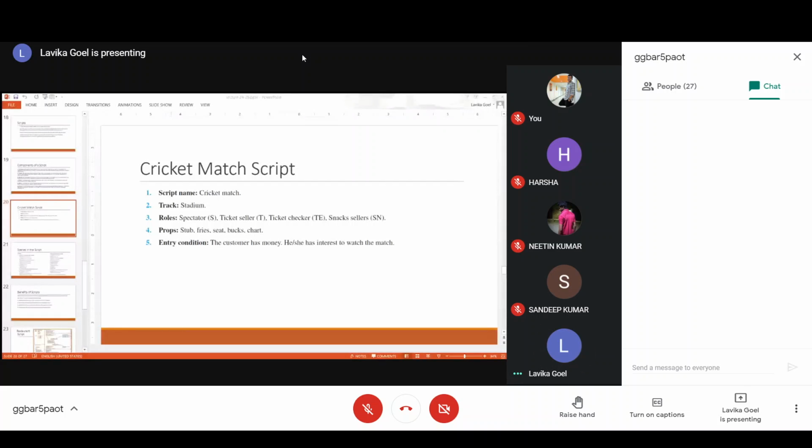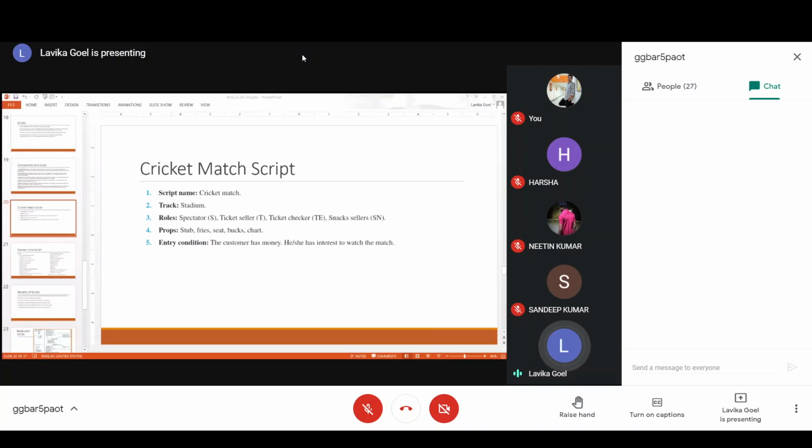Then entry condition for this cricket match script. Entry condition means the conditions for activating this cricket match script. So the customer should have money, otherwise he cannot buy the ticket for viewing the match, so the script cannot be activated. The first precondition is customer has money, and the second is he or she has interest to watch the match. If he is willing to watch the match, then only he will go to the cricket match, right? Then only the cricket match script will get activated. So these are the preconditions for activating the cricket script.